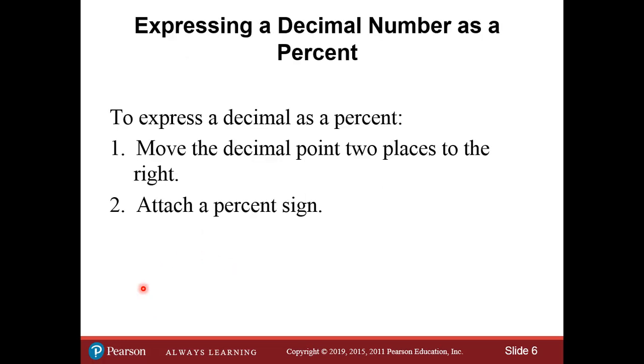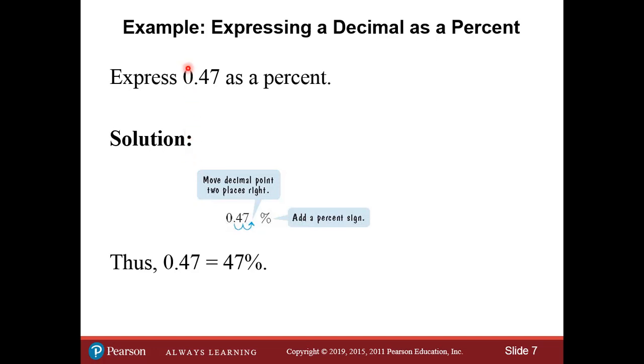Now, to express a decimal as a percent is easier. All you have to do is move the decimal point 2 places to the right, or in other words, multiply by 100, and then attach the percent sign. So in other words, all you're doing is multiplying the decimal by 100%. And so if we have 0.47, all we have to do is move the decimal point 2 spots to the right, and then add the percent sign. And so this is it. Basically, you don't have to do step 1 because step 1 is done for you, right? A fraction has the added step of dividing. Well, if you already have a decimal, you don't have to do the division.